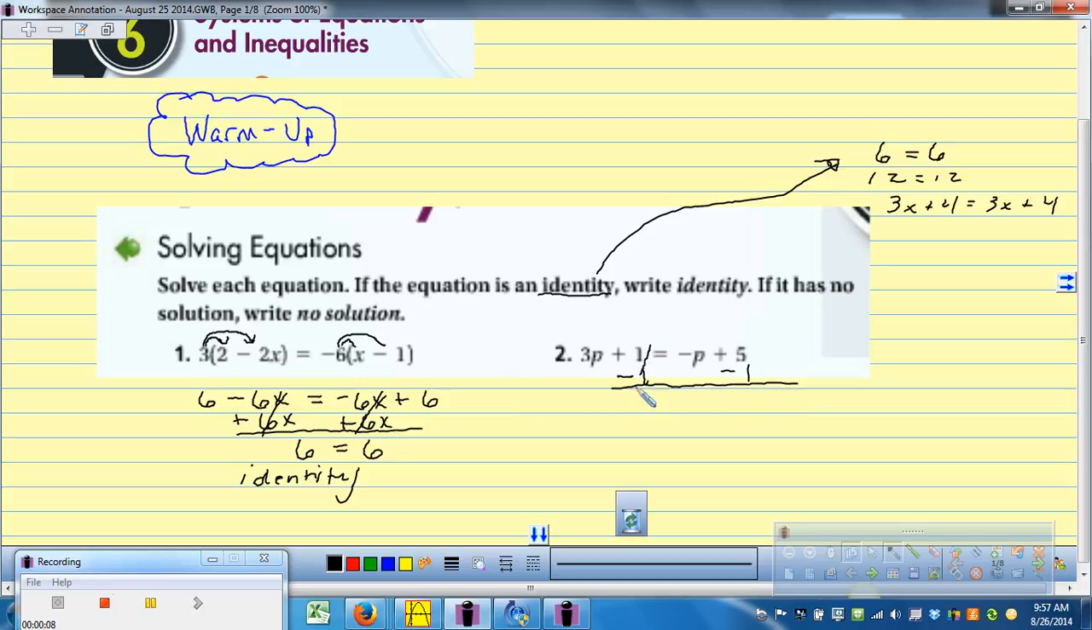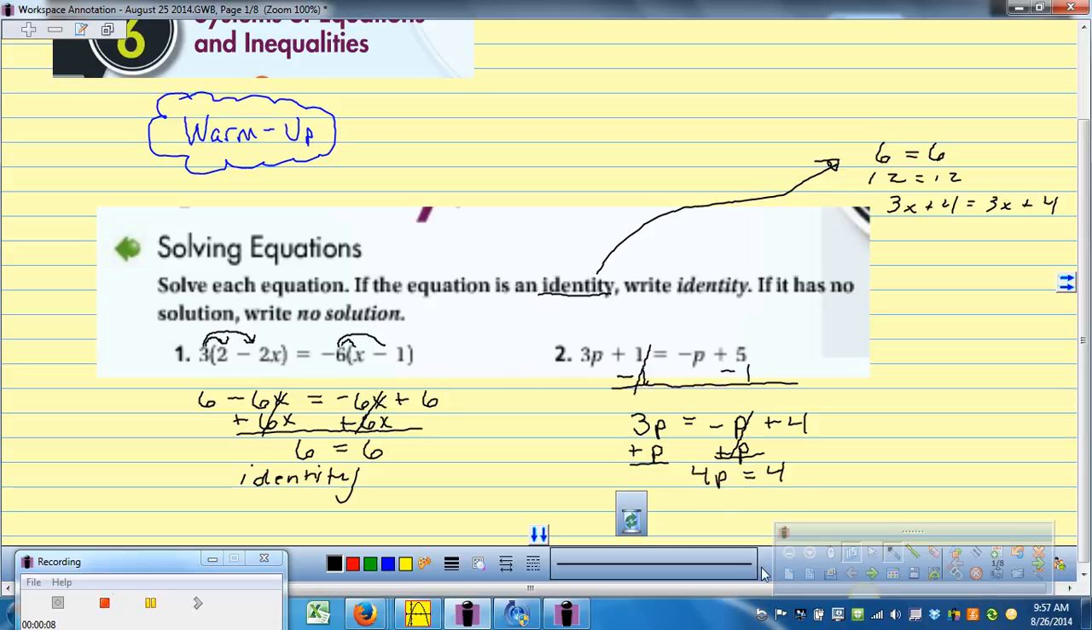Here they cancel. And we are left with 3p equals negative p, and then what? Plus 4. Good. All right, what's next? Add the p. Add the p. Lovely. Opposite operation to get across the equal sign. Here again, we're going to cancel. 3p plus p is 4p equals 4.